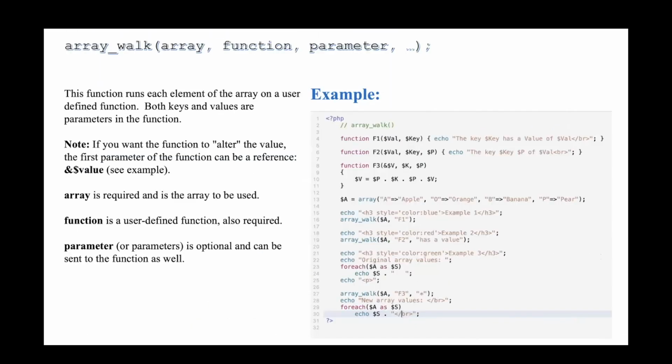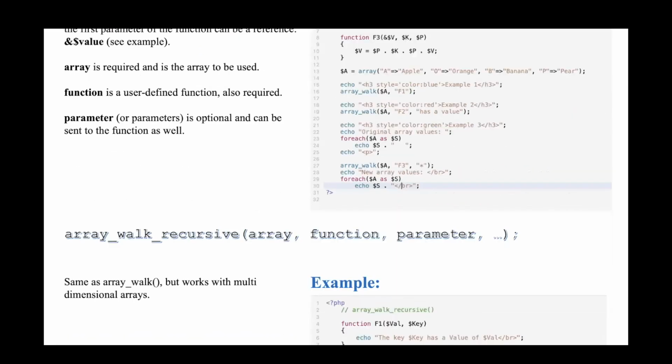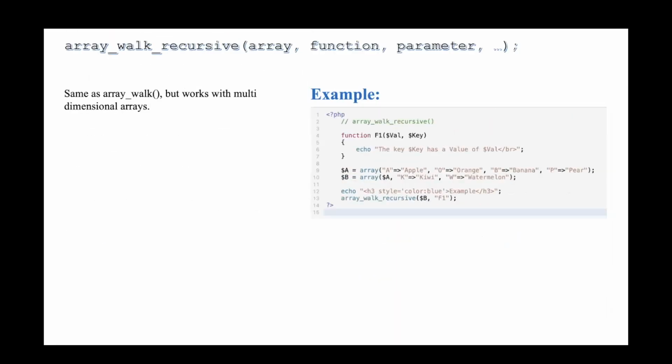The array walk runs each element of the array on a user-defined function. Both keys and values are parameters in this function. This is cool. Again, you see I'm using the ampersand, and if you follow my tutorials, this is a pointer. So this is a quick way of changing the values of the array through the functions, because you're doing this not by value, but by address. Recursively with multidimensional arrays, of course.